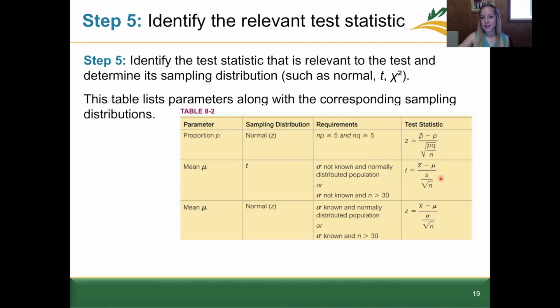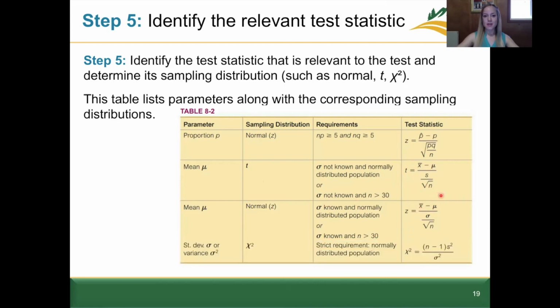Coming to this last column now of calculating the test statistic, again, depending on which row you're in, you'll use a different formula to either calculate T or calculate Z. We calculate T if our sampling distribution is a T distribution. We calculate Z if our sampling distribution is a normal distribution.